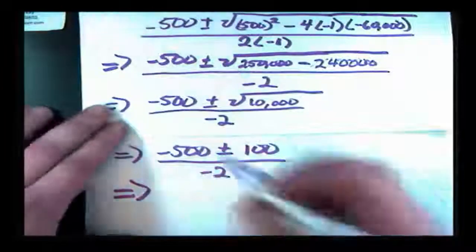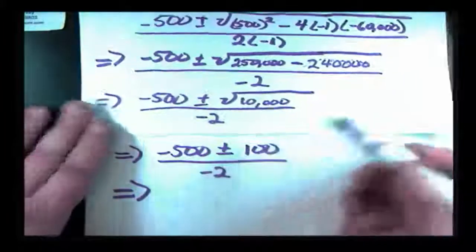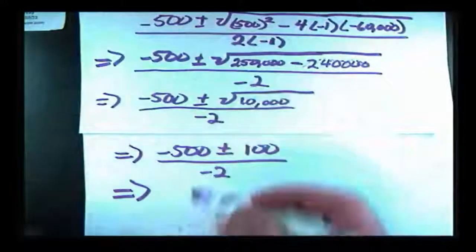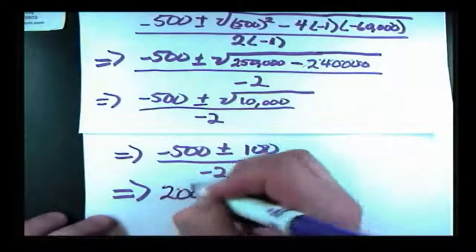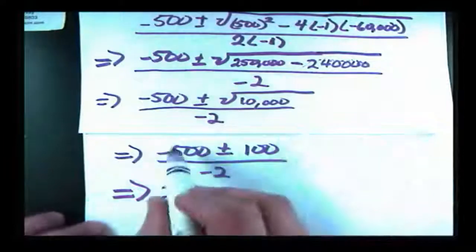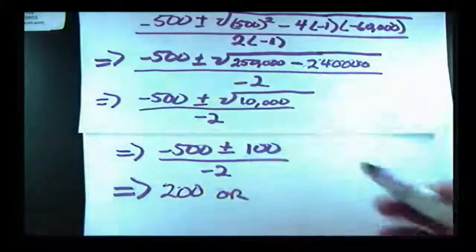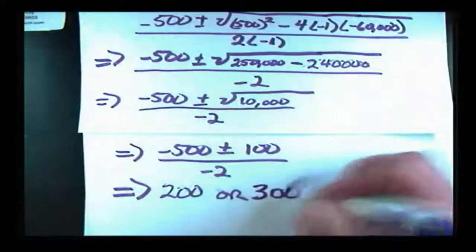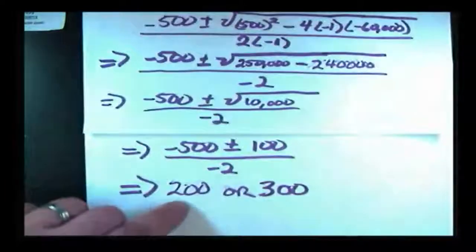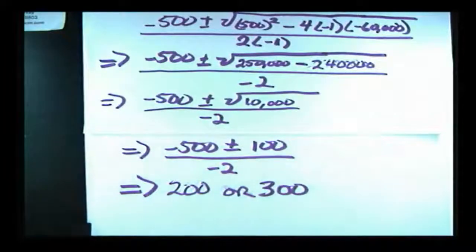And this gives negative 500 plus 100 is negative 400, divided by negative 2 is a positive 200. Or the other one, negative 500 minus 100 is negative 600. Divided by negative 2 is positive 300. So our profit is going to be either 200 or 300.